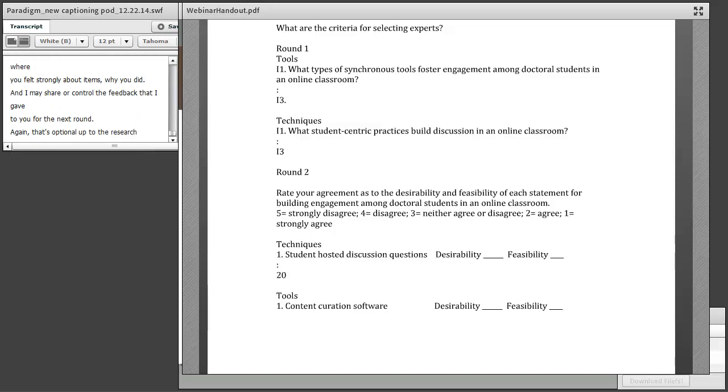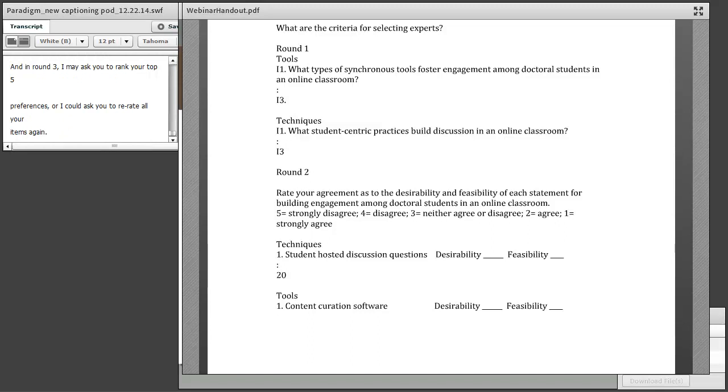But in the next round, I'm going to send you the list again of those items that passed the filter in round 2. And in round 3, I may ask you to rank your top 5 preferences, or I could ask you to re-rate all your items again. And at the end of that round, I'll go through again the measuring and the filtering process in an attempt to come up with a final conclusion about consensus as to the most desirable and feasible elements of a program to build engagement among doctoral students.